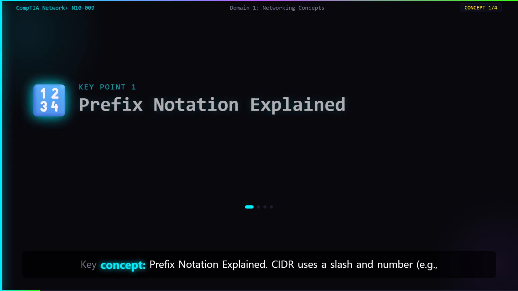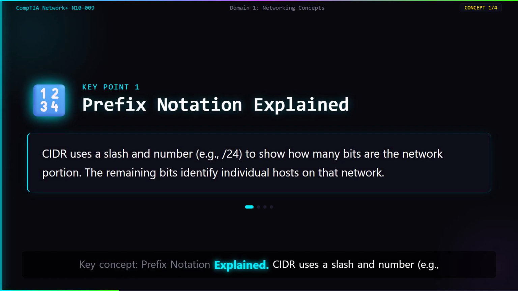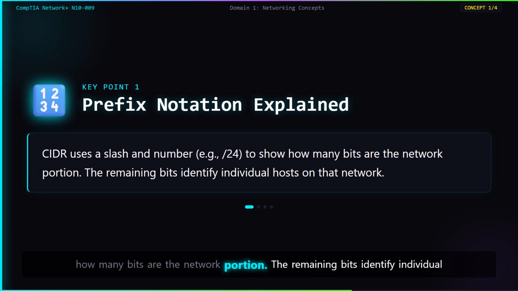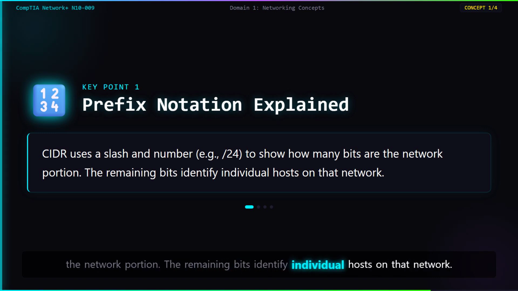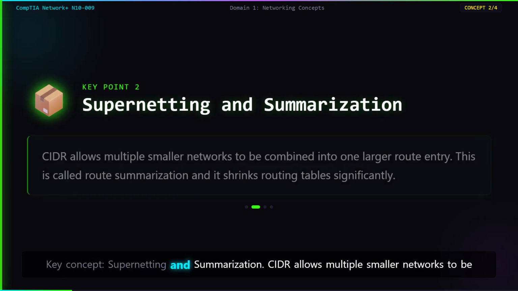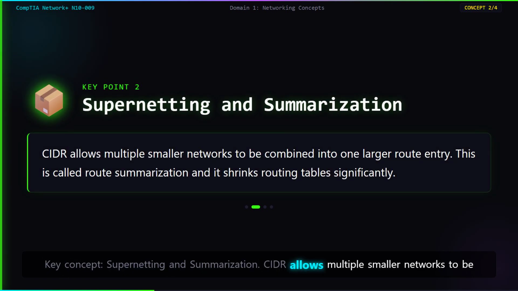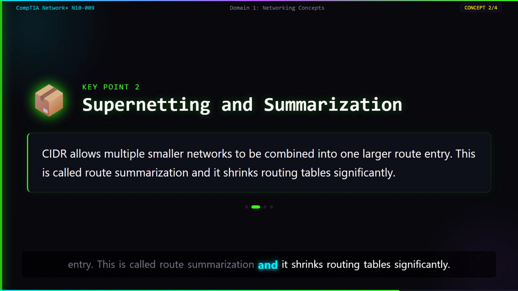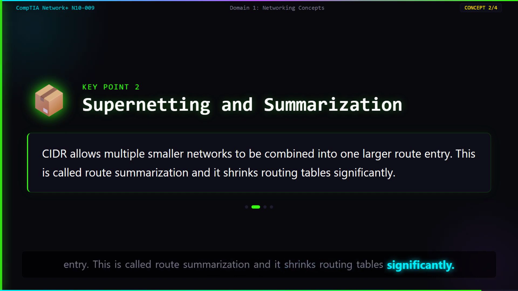Key concept: prefix notation explained. CIDR uses a slash and number, for example /24, to show how many bits are the network portion. The remaining bits identify individual hosts on that network. Key concept: Supernetting and Summarization. CIDR allows multiple smaller networks to be combined into one larger route entry. This is called route summarization, and it shrinks routing tables significantly.